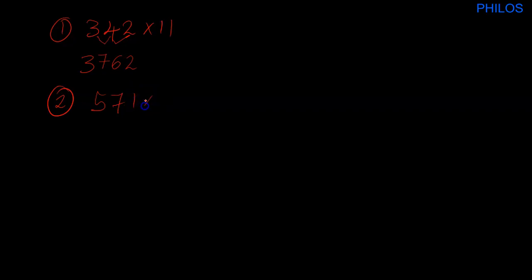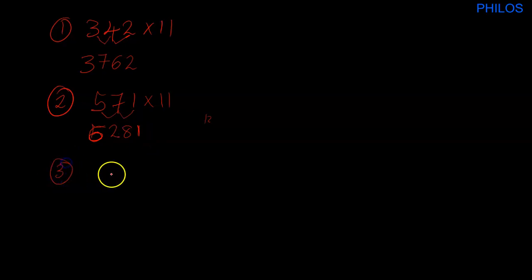Example 2. 571 times 11. You write the first digit, which is 5, and then write the last digit, which is 1. Make sure you leave 2 spaces between. Then 7 plus 1 gives you 8, isn't it? So you write the 8 beside it. Then 7 plus 5 gives you what? It gives you 12. So you can write the entire 12 here. So you need to write 2. Then the remainder, which is 1, you add it to the 5 to give you 6. So 571 times 11 is 6,281.